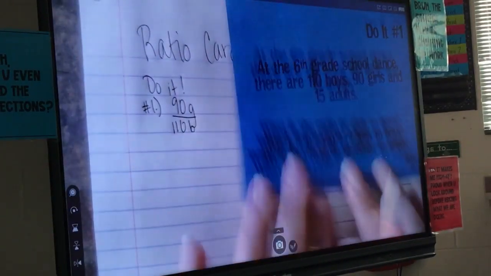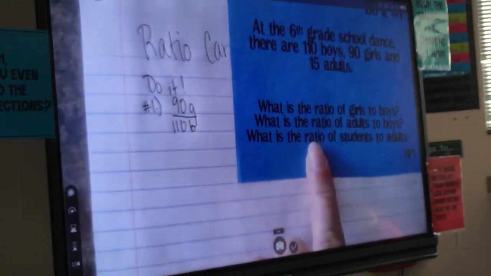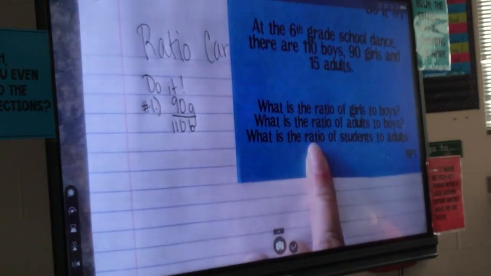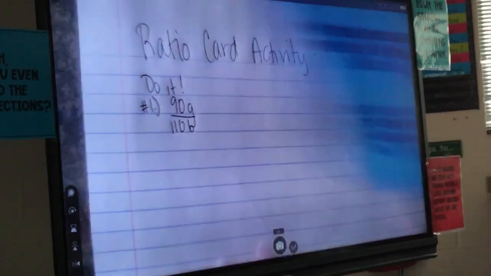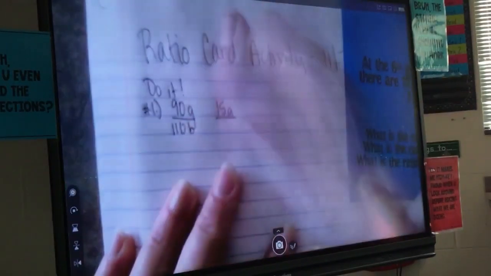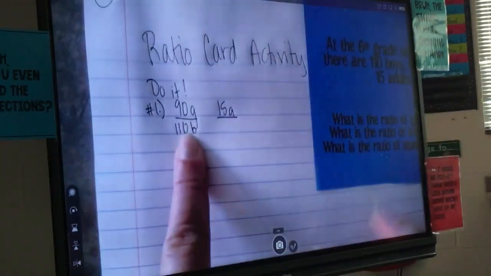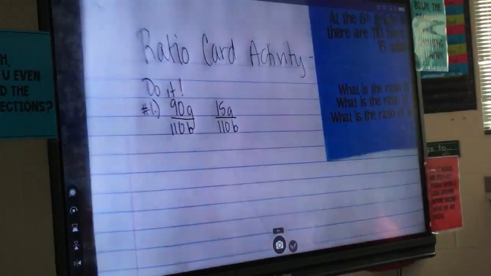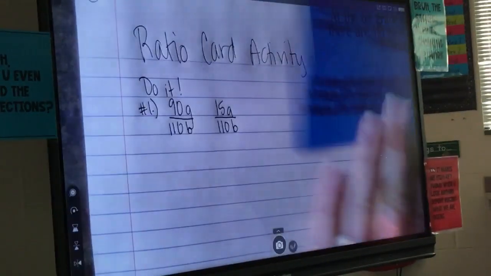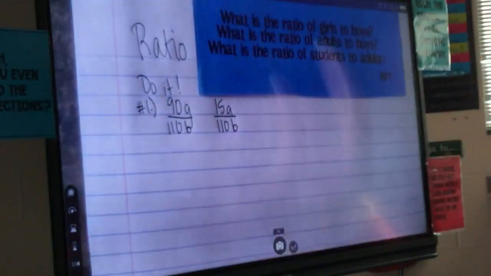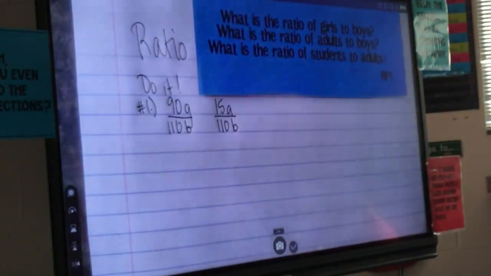All right, the next question on this card says, what is the ratio of adults to boys? All right, so how many adults do we have? Summer? 15. So I'm going to put 15A. And then obviously we know we have 110 boys. Okay? And then the last one is, what is the ratio of students to adults?